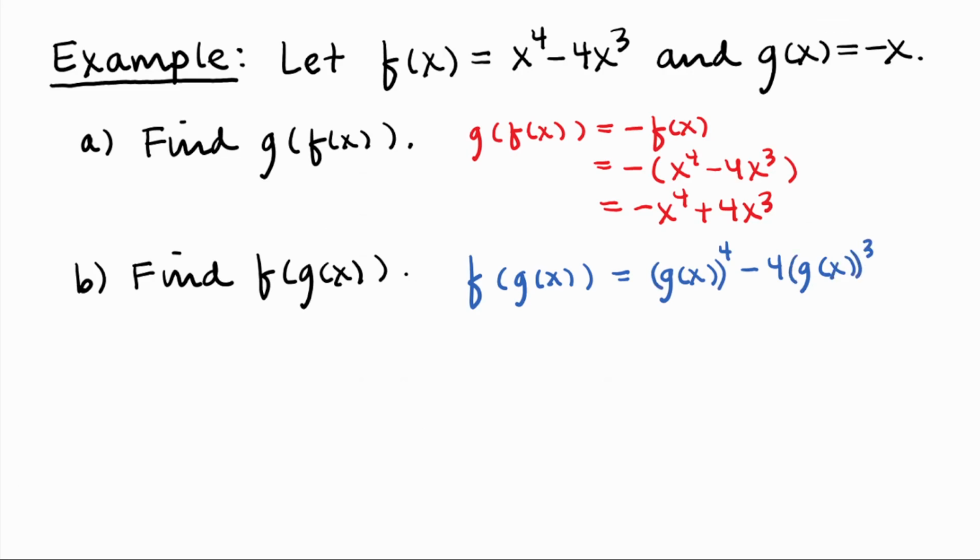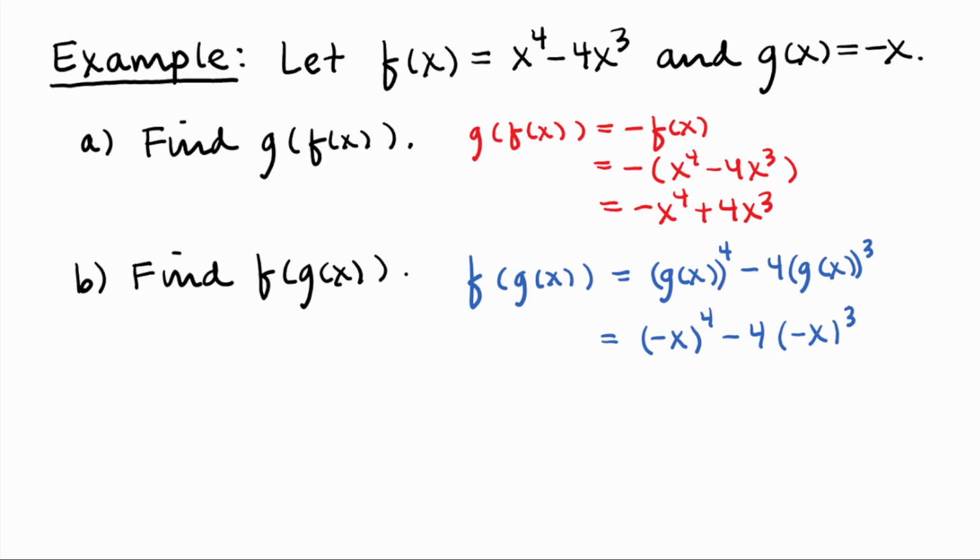Just to remind myself about the order of operations, and because my whole point here is that you need to use parentheses, I'm going to put g of x inside some parentheses. And then I'm going to replace g of x with negative x. So I take negative x to the 4th power, and negative 4 times negative x to the 3rd power.